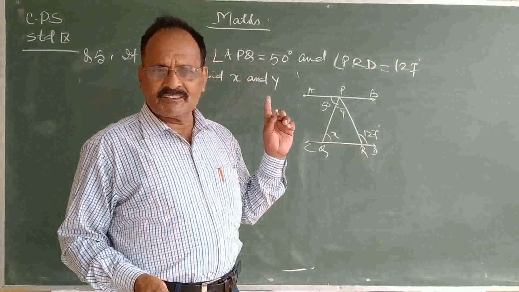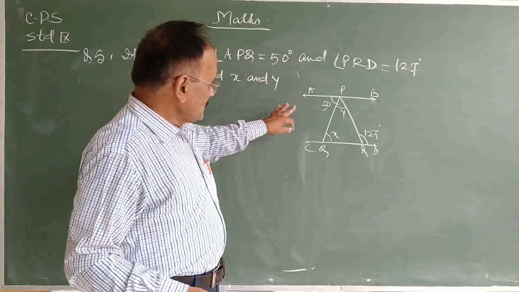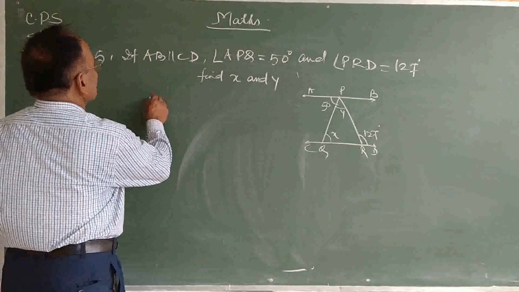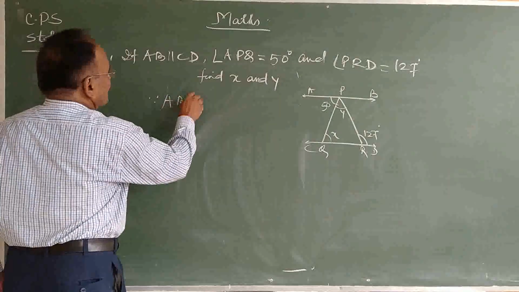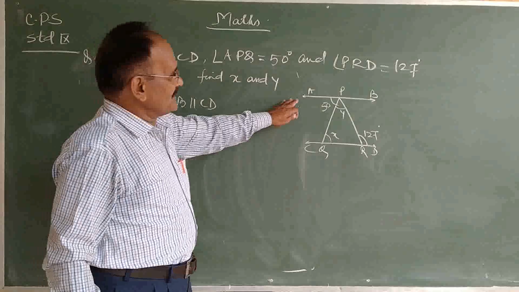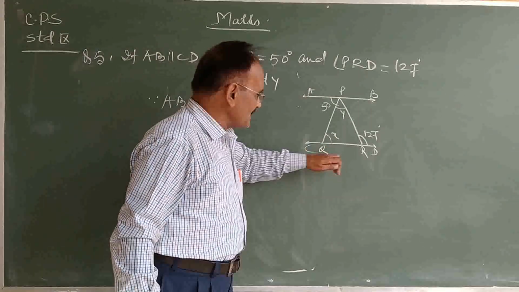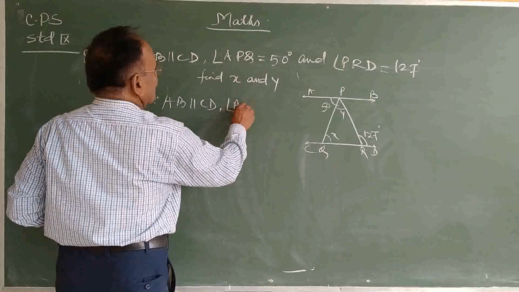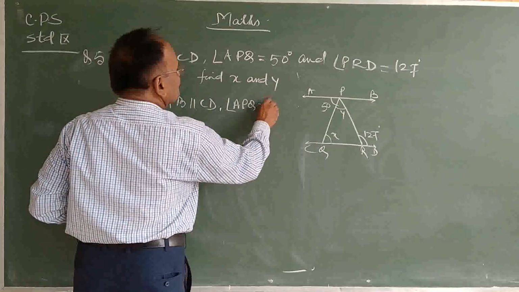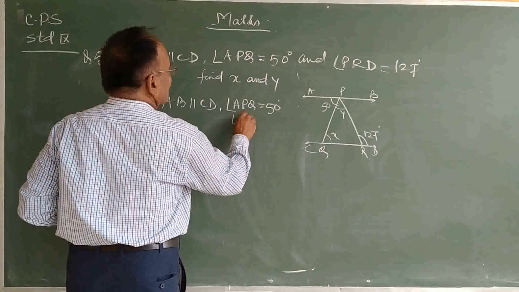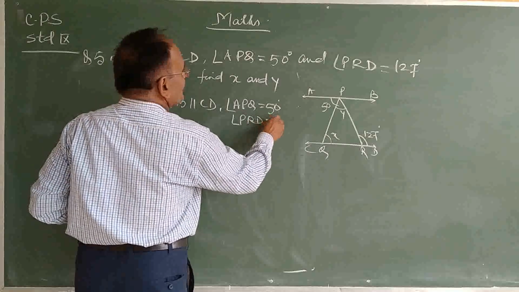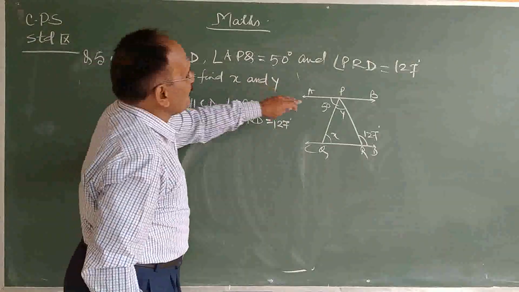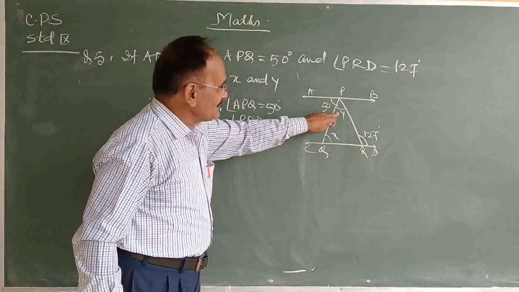Now this is question number 6 and the question is on your blackboard. This is the figure. AB is parallel to CD. It is given that this line AB is parallel to CD, and angle APQ is equal to 50 degrees. Angle PRD is equal to 127 degrees. Then find X and Y. This is X and this is Y.